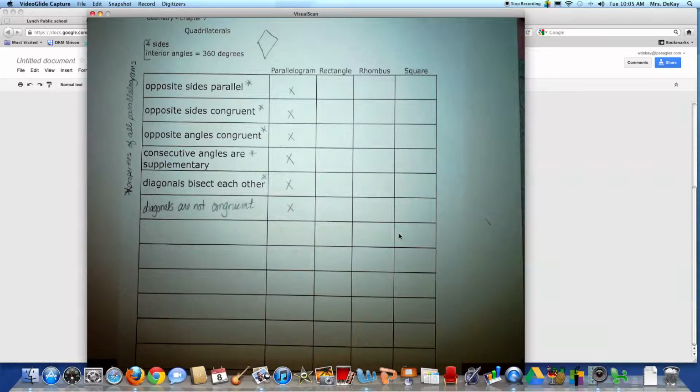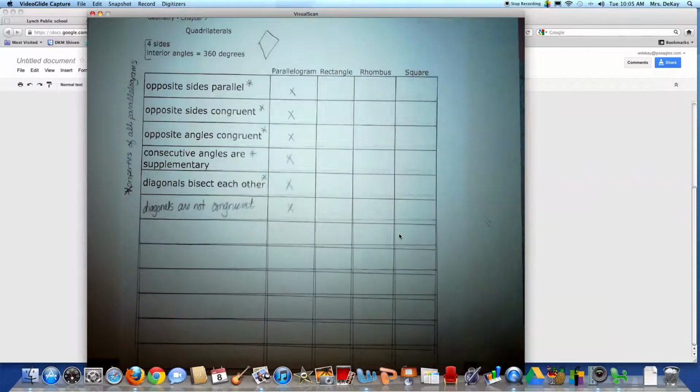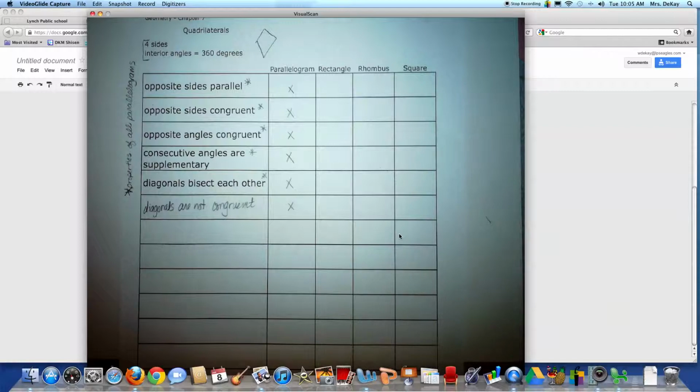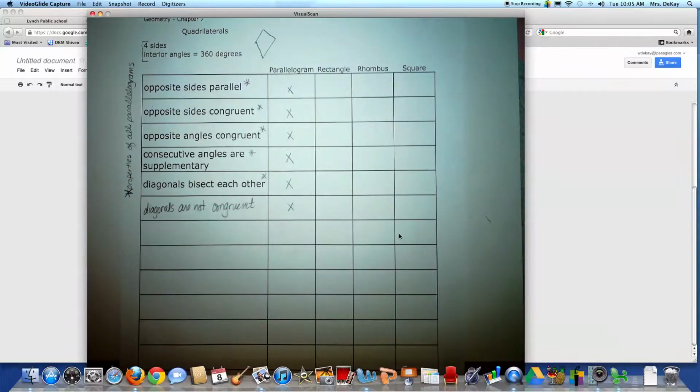I don't know if you'll be able to see this. I can't read that on the screen. What does it say? Properties of all parallelograms. Okay, I think you can see it. Okay, is everybody caught up now? I have to be behind my table, sorry.